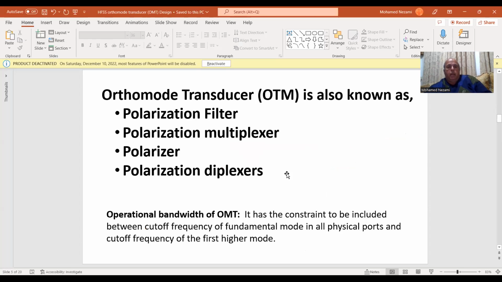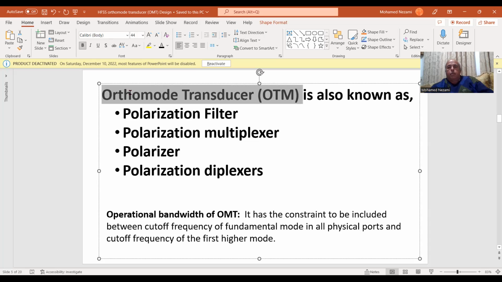Let's look again, just to enlighten you more on this. So the Orthomode Transducer, OMT, is basically a passive device that is within the antenna feed system that separates orthogonal polarized signals, or it does the other way around. It separates the different polarizations.